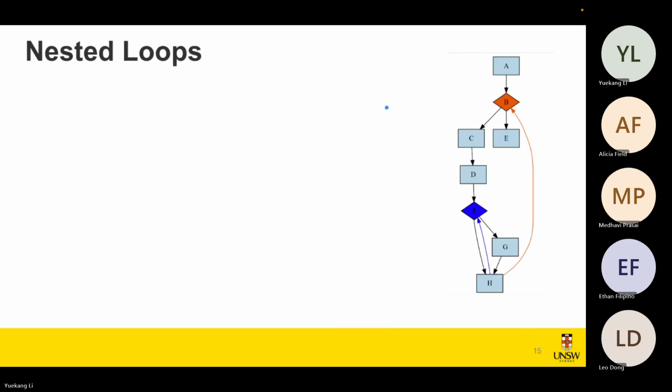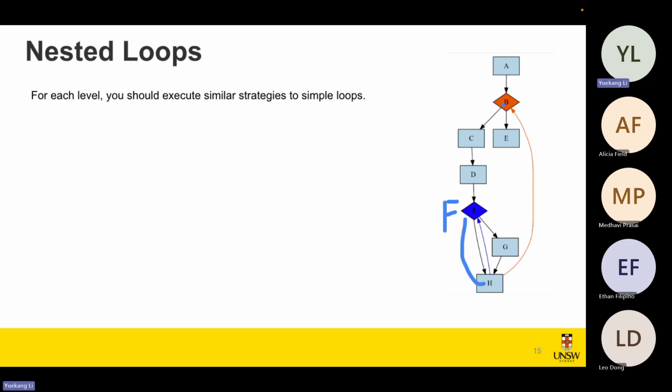And just now we covered the case for simple loops, where we don't have nested loops. We don't have loops inside loops. So now let's consider the scenario of nested loops. For nested loops here, as we can see, we have two loops. We have a smaller loop here and a larger loop here. So what we do is we consider them level by level.